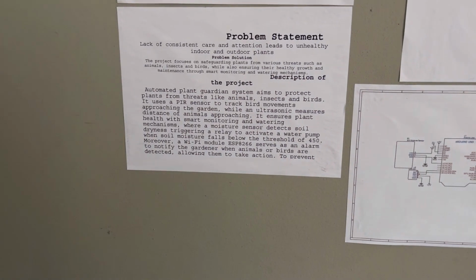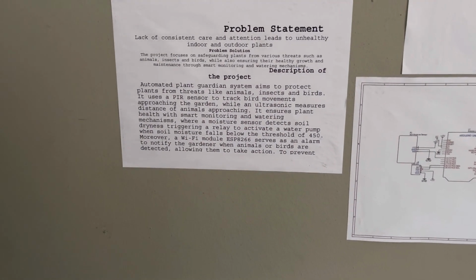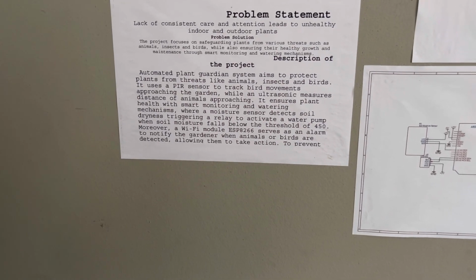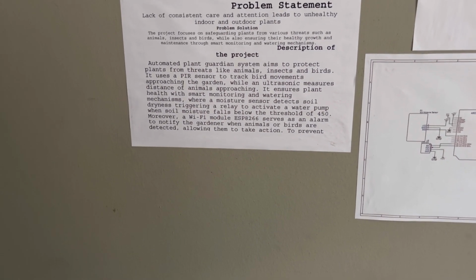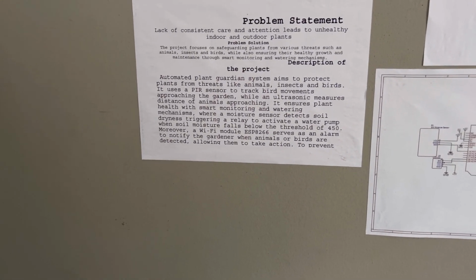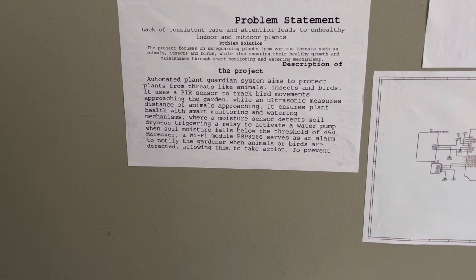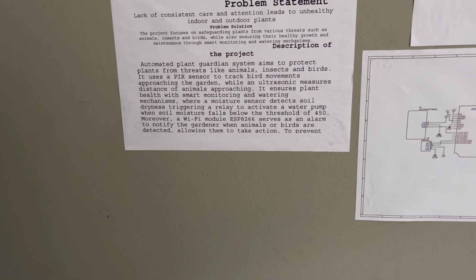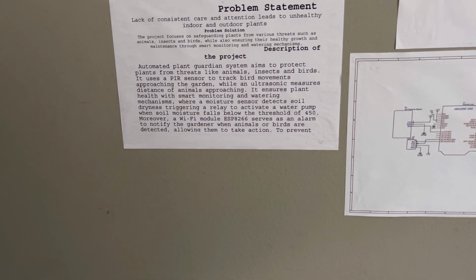The description of my project: it uses the ultrasonic sensor, which makes sure that when someone or a threat like animals approaches the garden, the gate closes. It uses the PIR sensor. If any birds want to enter the garden, it will detect them and the buzzer will ring to make the birds fly away.